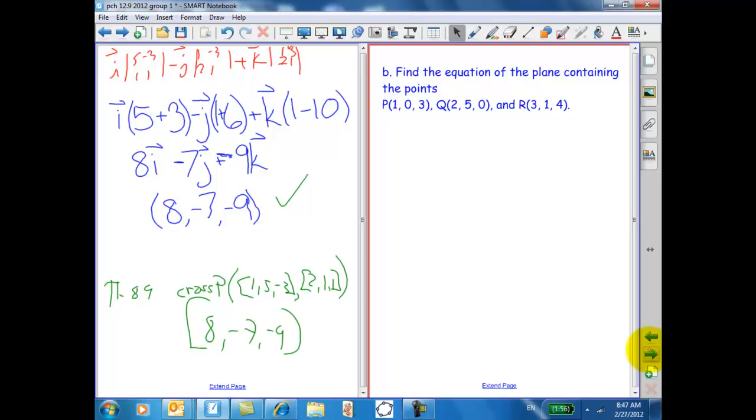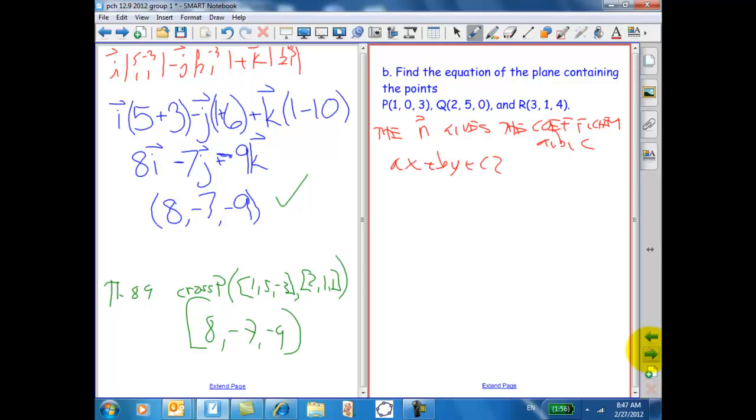What do you need for the equation of the plane? Hey, isn't this the same thing? Slopes. The vector n gives the coefficients. We don't need the slope. A, B, and C in Ax plus By plus Cz equals D. So that's why we did the cross product. It's going to be 8x minus 7y plus minus 9z equals D. Is that the equation?